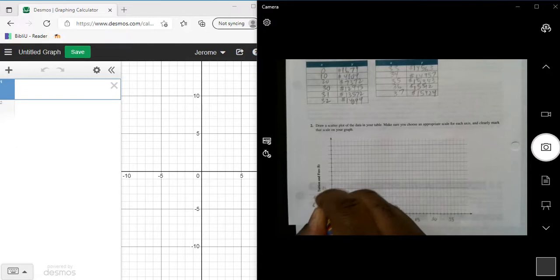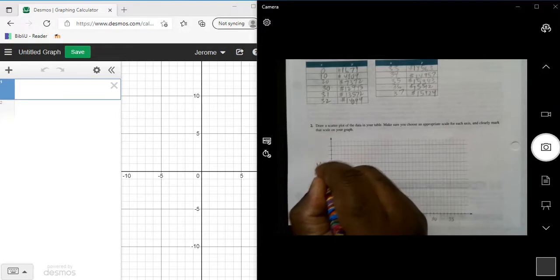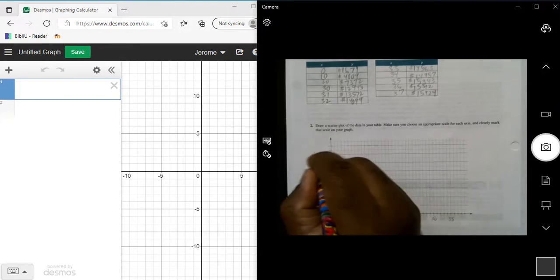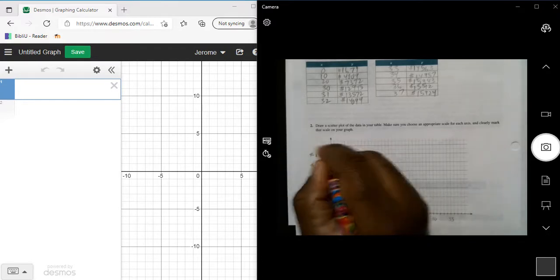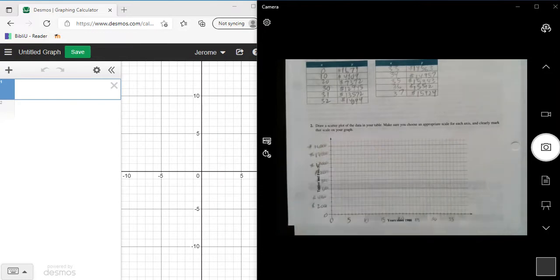5, 6,000, 7, 8,000, 9, 10,000, 11, 12,000, 13, 14,000, 15, 16,000, and then we know that would be 17,000. Okay, so now we filled in this table.